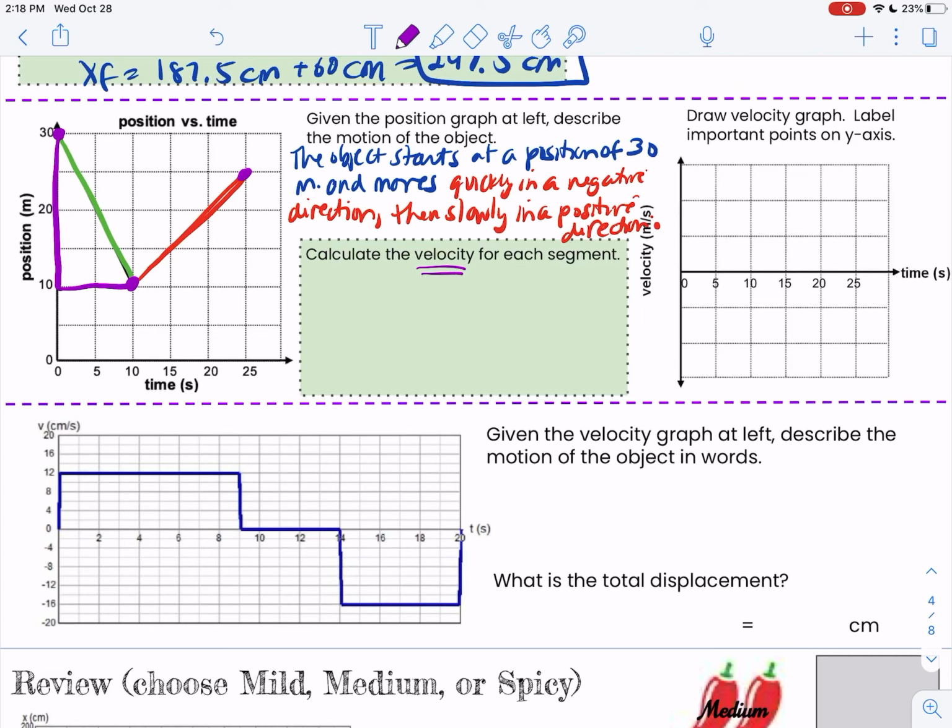So from 30 back to 10, I know it's going to go negative 20 meters. And then from 0 to 10, it's going to go for 10 seconds. So it's negative 20 meters in 10 seconds. So the velocity is going to be negative 2 meters per second.